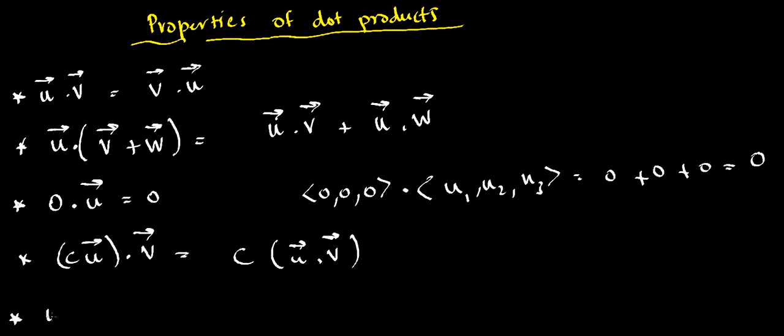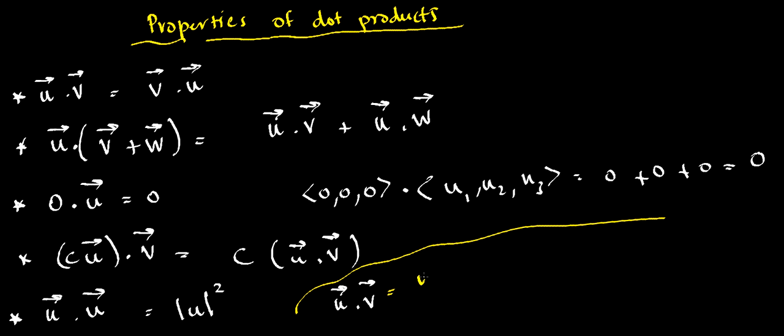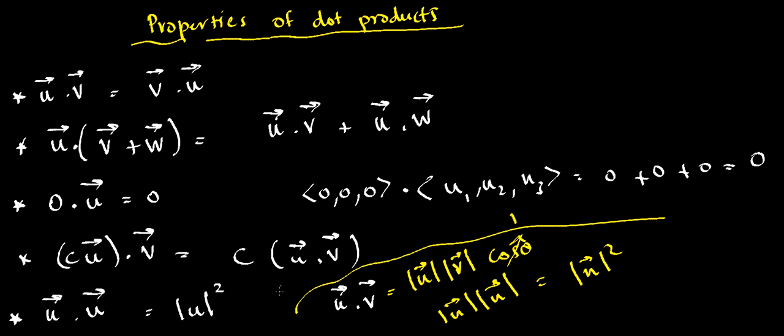And finally, the dot product of two of the same vectors, like u dot u, is gonna give us magnitude of u squared. And this makes sense because we know that u dot v is the magnitude of u times the magnitude of v times cosine theta. So if they are the same vector, that means that the angle between them is 0 and cosine 0 is 1. So eventually you get magnitude of u times magnitude of u, which is just magnitude of u squared. So this makes sense.